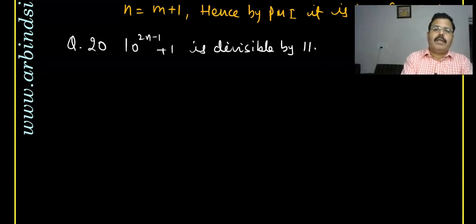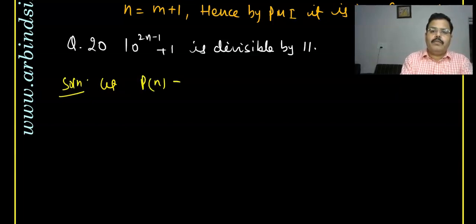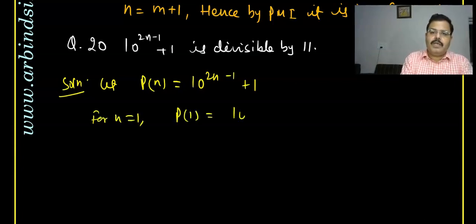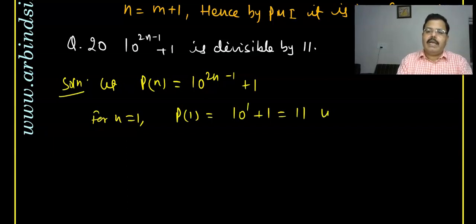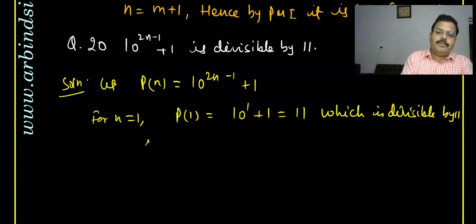Right? So we will write again here the same thing. Solution: Let Pn be equal to 10 to the power 2n minus 1 plus 1. So for n is equal to 1, P1 is equal to 10 to the power 2 into 1, 2 minus 1, 1 plus 1, which is 11. And 11 is divisible by 11. Hence, P1 is true.